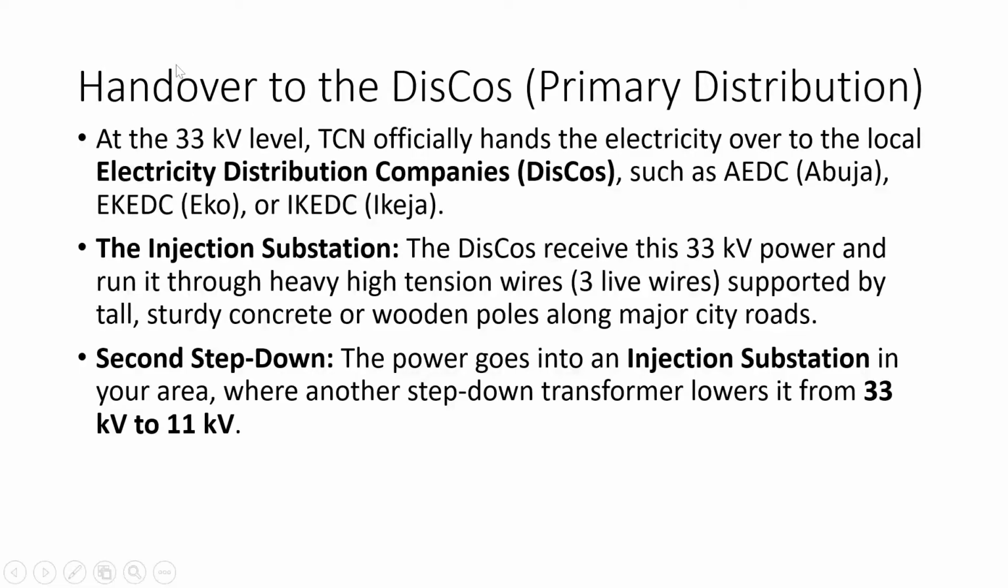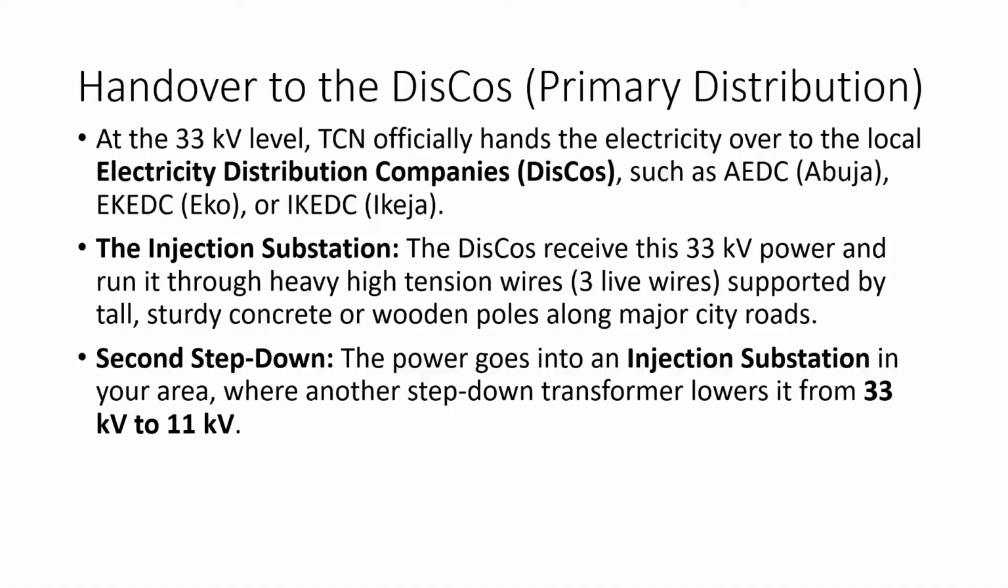Now, I'm sure you've heard of what we call AEDC, right? IKEDC, that's the distribution company for Ikeja. Then this one is the distribution company for Eko. AEDC is the distribution company for Abuja, right? So once this 33 kilovolts of electricity is gotten from the step-down transformer, it is not sent directly to the consumers.